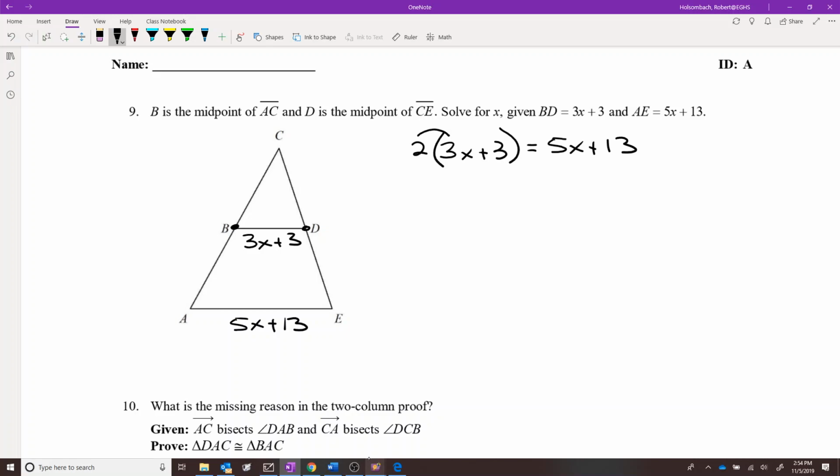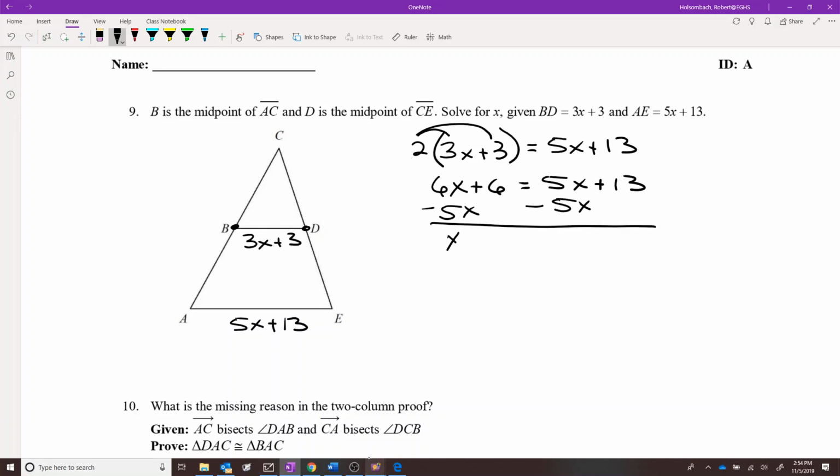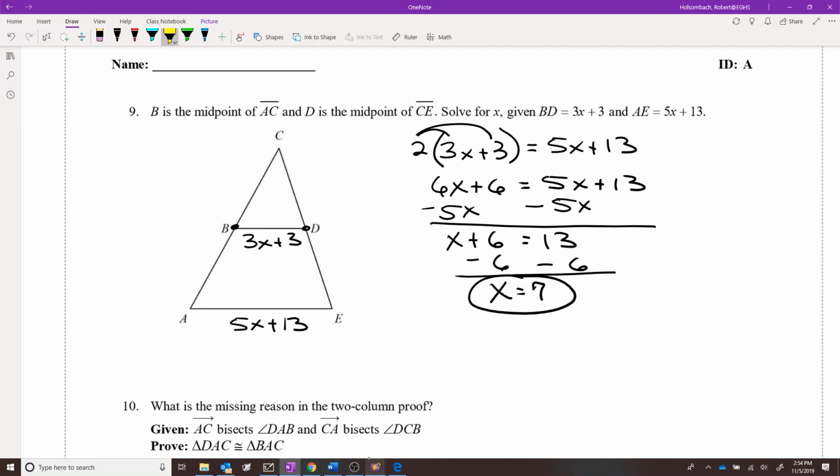I would distribute. So 2 times 3x is 6x, and 2 times 3 is 6, and that's still equal to 5x plus 13. If you subtract 5x from each side, then x plus 6 equals 13, and you could subtract 6 from each side. So your x is equal to 7. Remember that the question asked you to solve for x, so you're done. X equals 7.